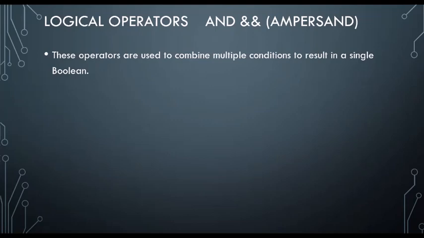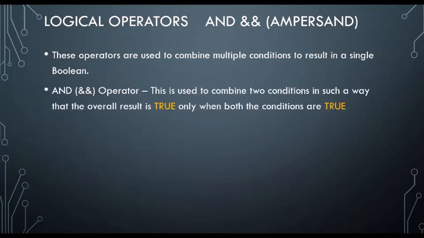Okay, so this means if you have multiple conditions and you want one Boolean value out of all the conditions, you can use the and, or, not operators. The first of the logical operators is the AND operator. This operator is used to combine two conditions in such a way that the overall result is true only when both the conditions are true.